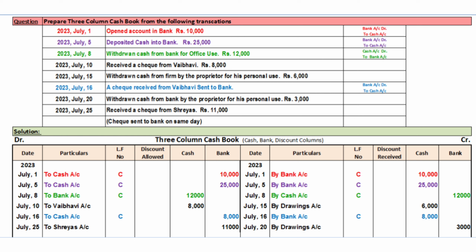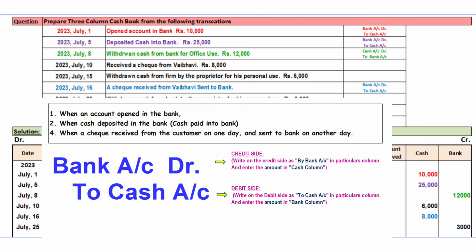A cheque received from Vaibhavi is sent to the bank. On which date did we receive the cheque? We received a cheque from Vaibhavi on 10th July, but we did not send it on the 10th, and we are sending that cheque on the 16th. So this is a contra entry, because when a cheque is received from others on one day and sent to the bank on another day, here we received it on the 10th and we are sending it on another day, that is the 16th. So this is also a contra entry.